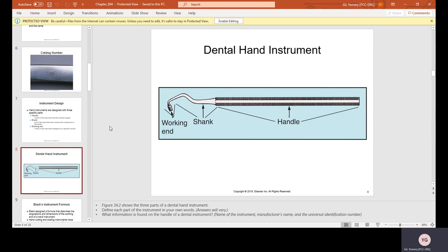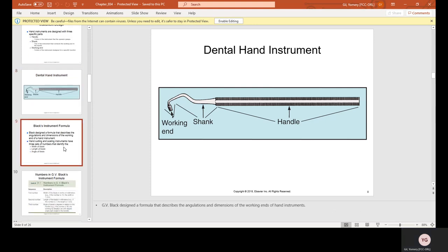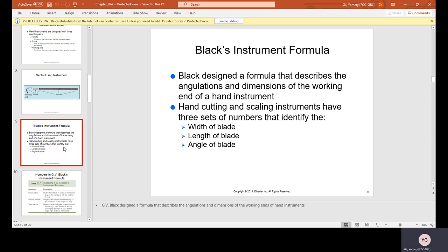Be used in the patient, on the patient's tooth. Black's instrument formula. Black designed a formula that describes the angulations and dimensions of the working end of a hand instrument. Hand cutting and scaling instruments have three sets of numbers that identify the width of the blade, the length of the blade, and the angle of the blade.